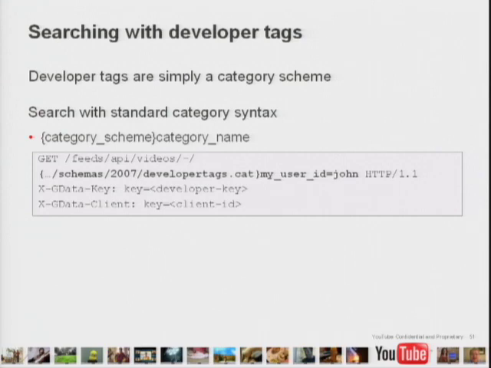This way I could say, show me the videos that John uploaded through my API. One of the things I want to point out, which might be obvious, is that since the developer tags are only available to you, the API developer, you have to use your developer key when you make this request so we know who you are and what developer tag to look for.